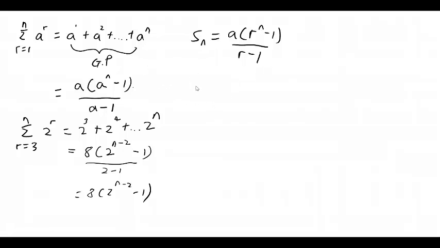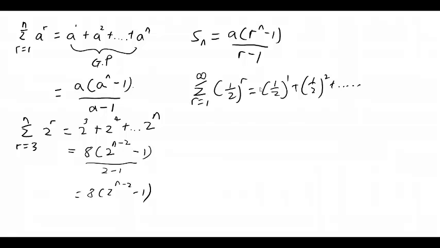Let's take a look at the last example. Now I want to sum up from r equals 1 to infinity, for example, half to the power r. Once again, if you express this out, you will get half to the power 1 plus half to the power 2 all the way until infinity. Remember, this is a sum to infinity because it doesn't have an end. It adds all the way to infinity. Of course, you can recall under the previous topic, this is the sum to infinity of a GP, and the formula is given by a over 1 minus r.